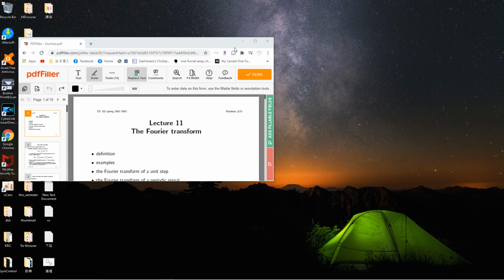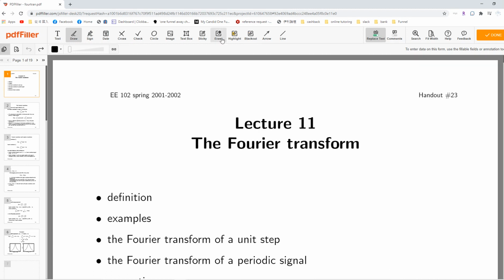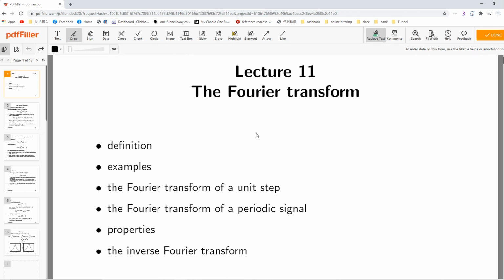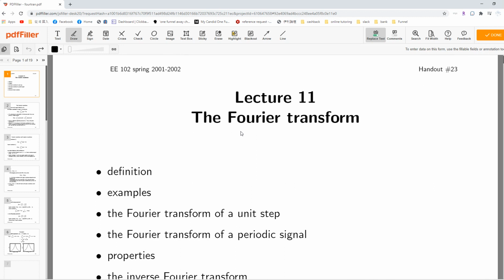Okay, welcome guys. I find this tutorial very interesting, so I will record my tutorial on the Fourier transform. This video may be 10 to 20 minutes, but I will follow this Fourier transform note and provide many details about it. Okay, let's start.